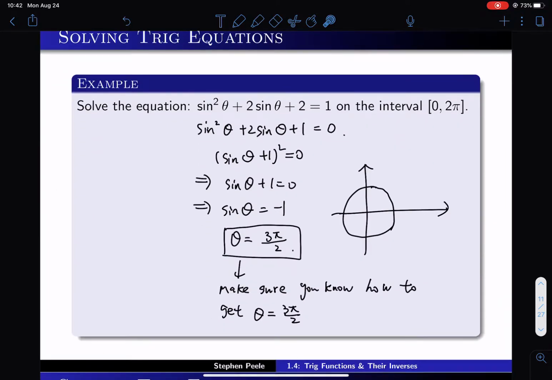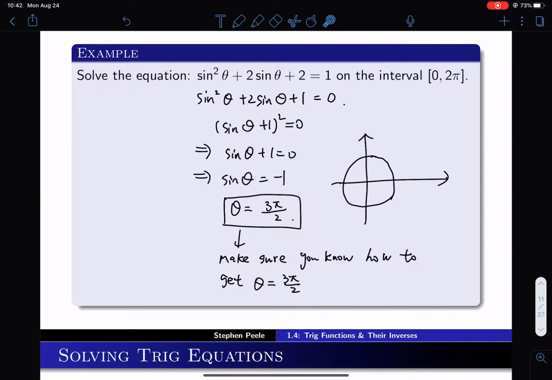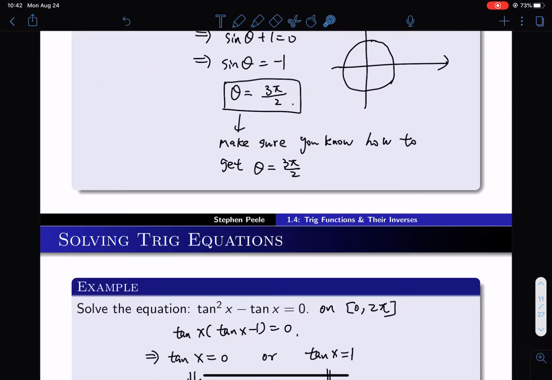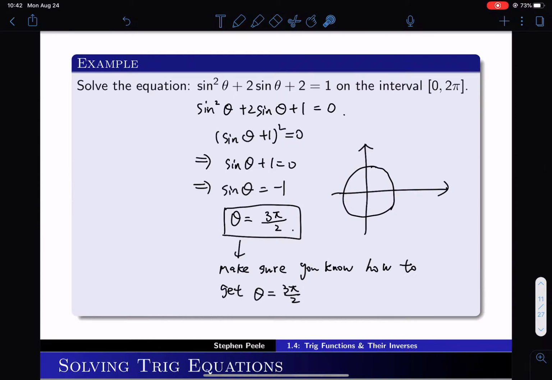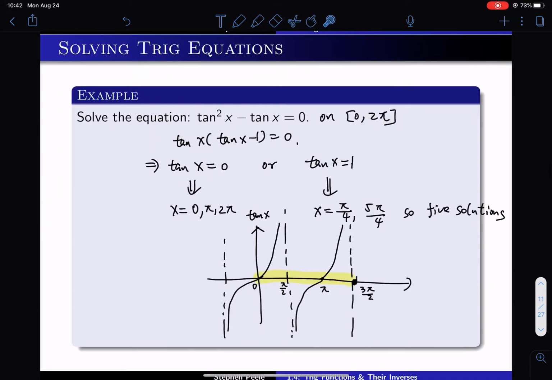Example. This example in Stephen's video is pretty straightforward. It's very clear, so I'm not gonna make a lot of comments here. Then this one, on the interval from 0 to 2 pi, for this question we have many solutions. We have 5 solutions in total, not just the one solution.